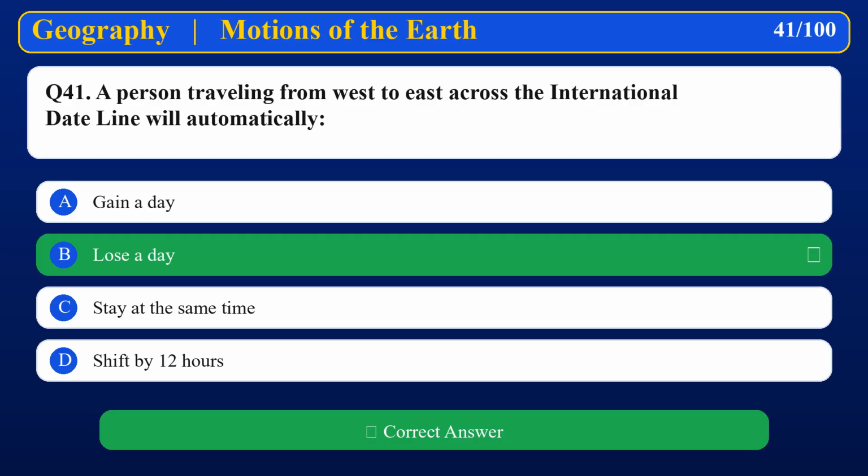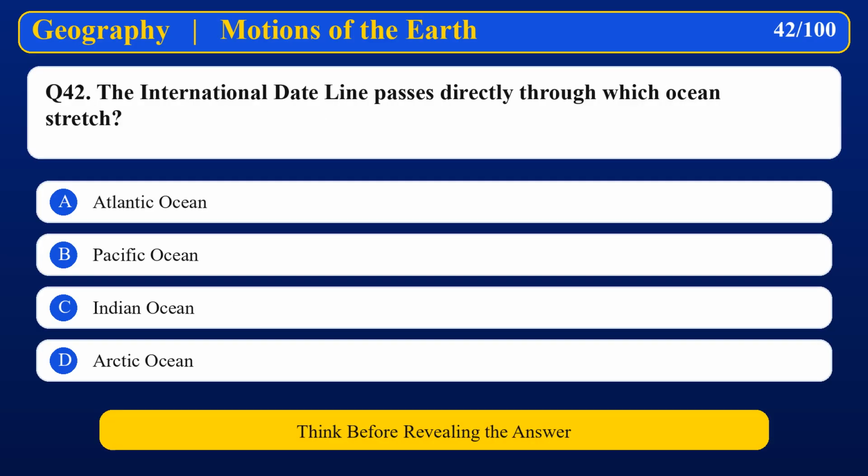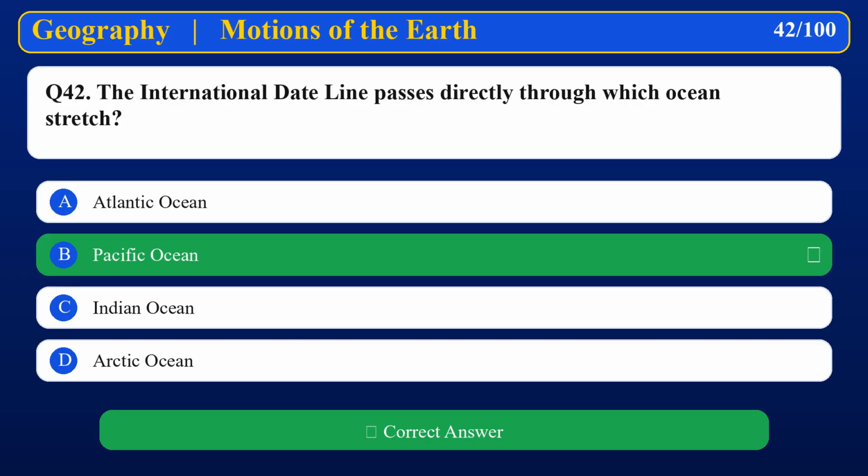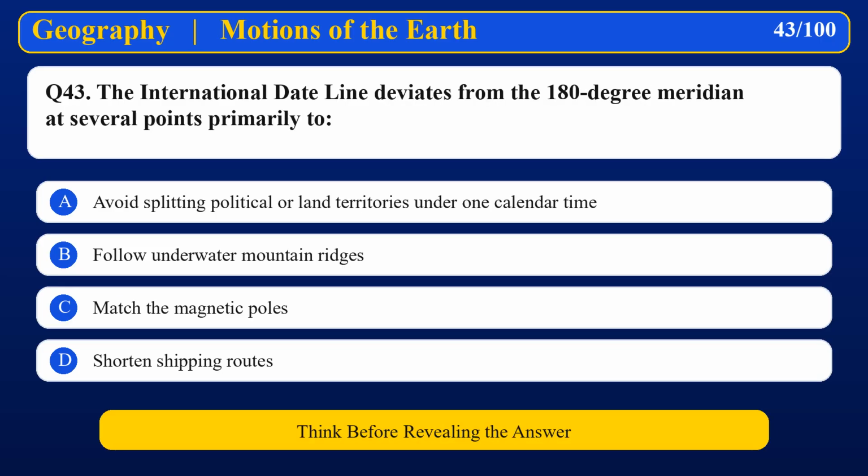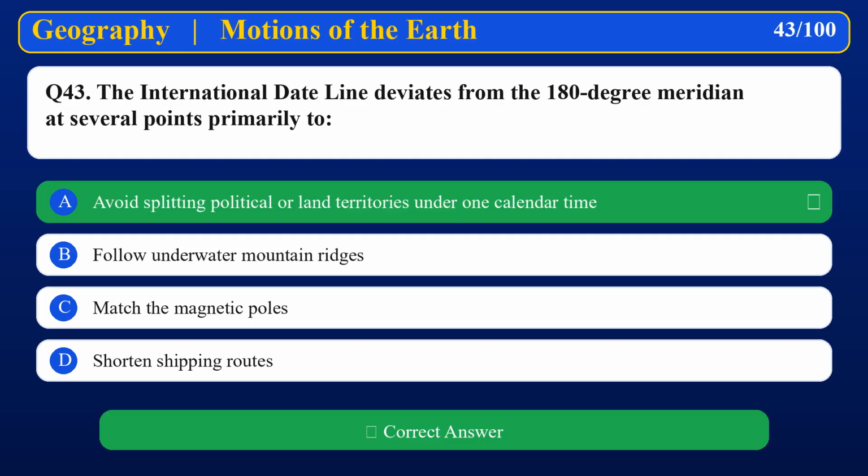A person traveling from west to east across the international date line will automatically lose a day. The international date line passes directly through which ocean stretch? Pacific Ocean. The international date line deviates from the 180-degree meridian at several points primarily to avoid splitting political or land territories under one calendar time.